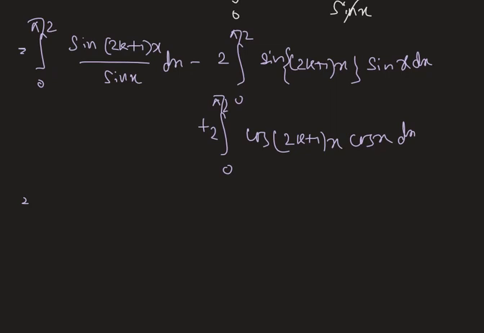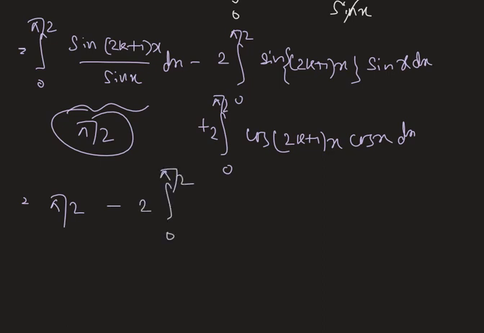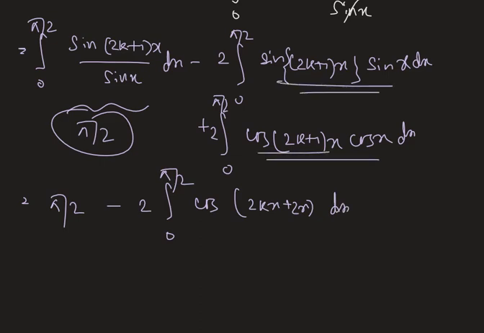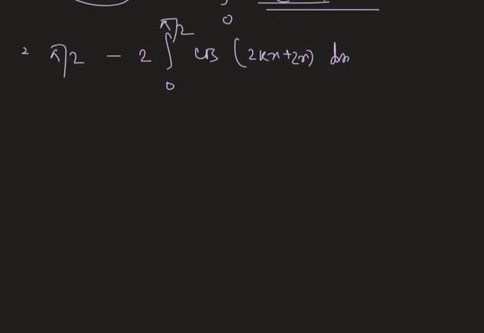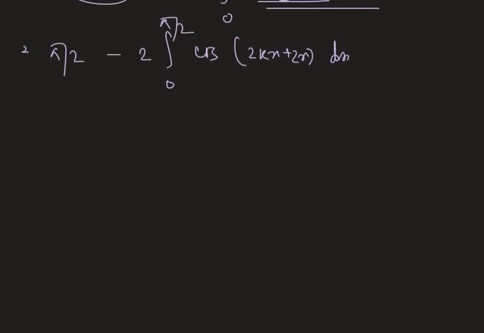Therefore, the first portion results in pi by 2, as we already assumed that for n equals k, the integration equals pi by 2. The next portion results in 2 into integration 0 to pi by 2 of cos (2kx plus 2x) dx. This is nothing but the formula of cos (a plus b), so we applied that formula in this integration and we get cos (2kx plus 2x).